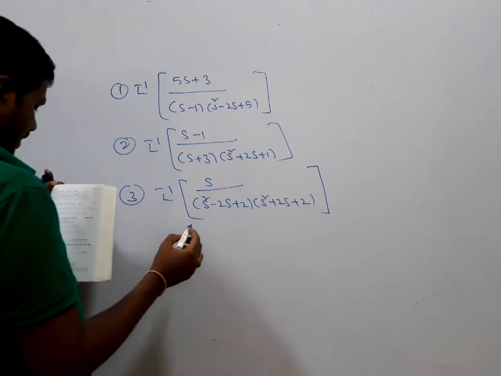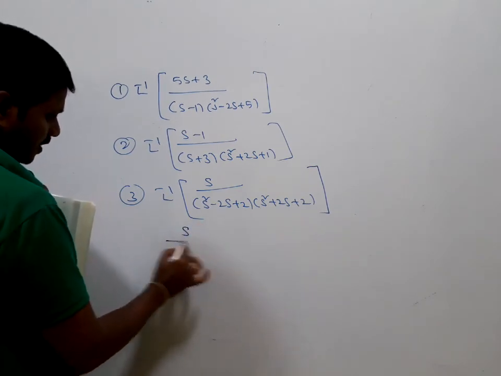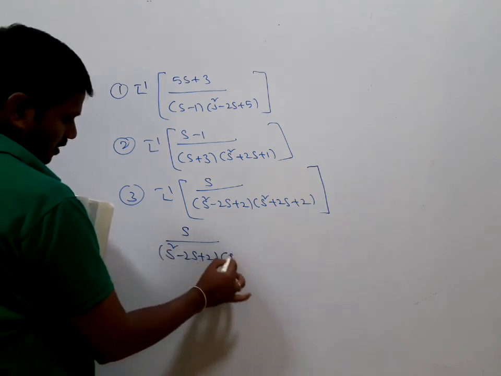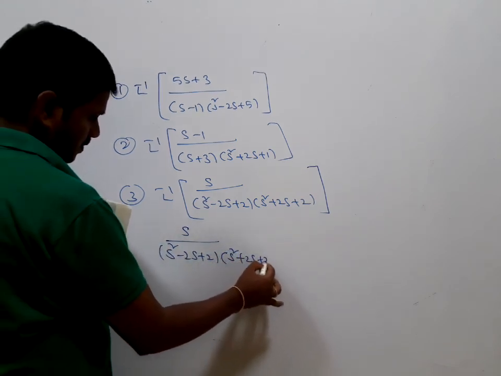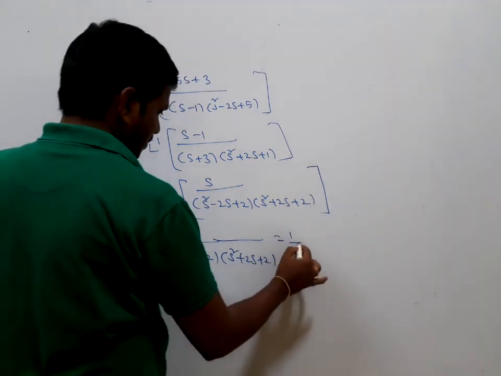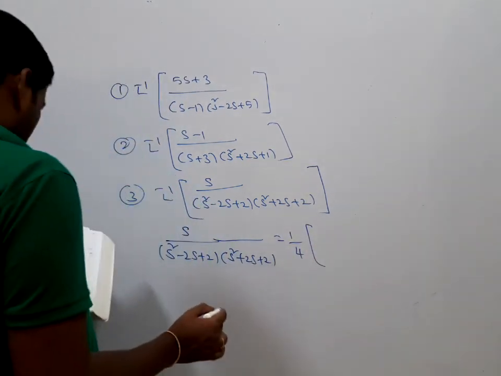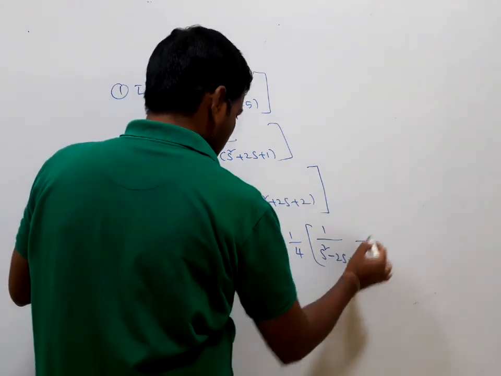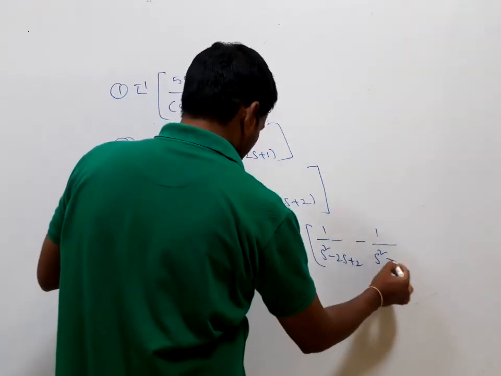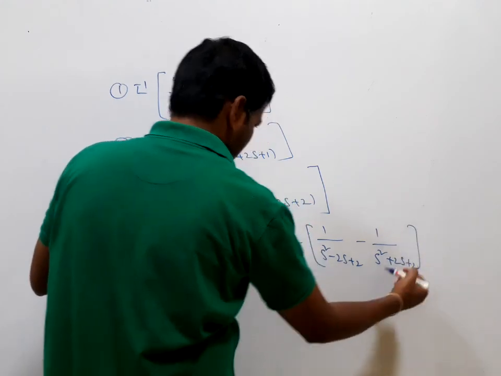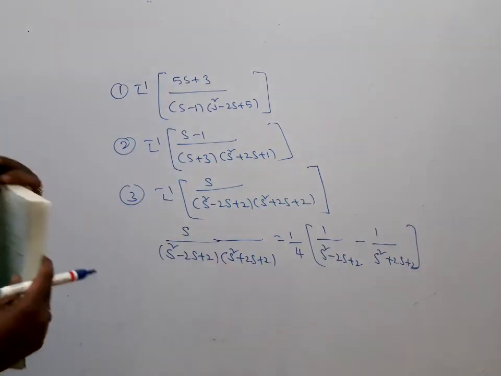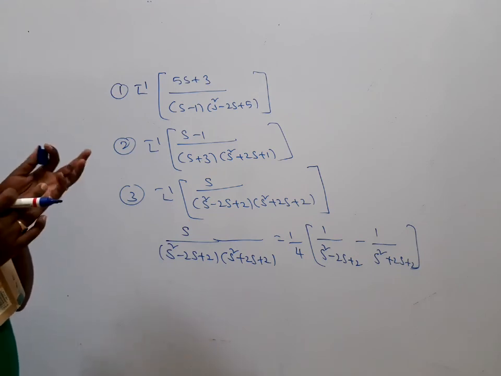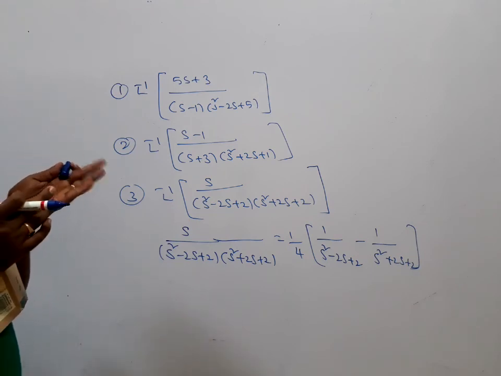Yes, this can be written as, for this problem, 1 by s square minus 2s plus 2 into s square plus 2s plus 2 is equals to 1 by 4 into 1 by s square minus 2s plus 2 minus 1 by s square plus 2s plus 2. If you take out the LCM, s square plus 2s plus 2 minus s square plus 2s minus 2. If those two terms get cancelled, 4s divided by 4, that is s we have.